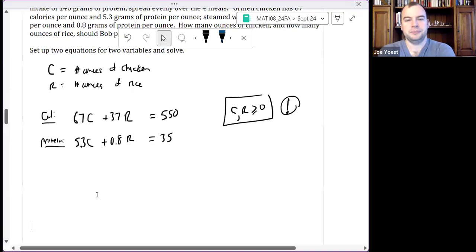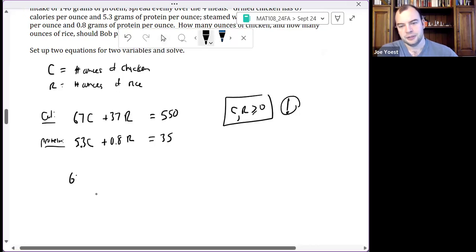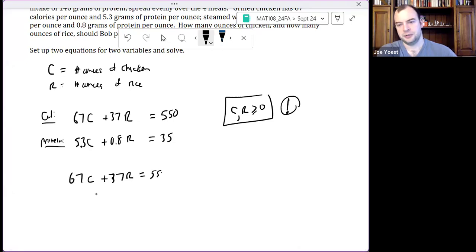So let's work through this one. Again, a couple different ways we could solve this. I think probably the first thing I want to do is get rid of these decimals. So I'm going to leave the first equation alone. But the second equation, I'm just going to multiply by 10 on both sides.